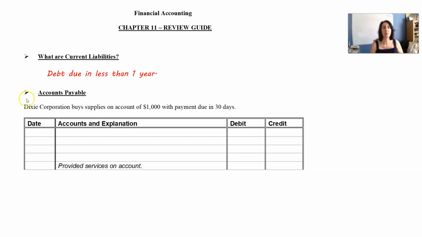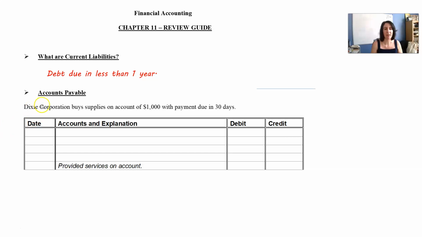Now this is debt due in less than a year. So one of the most typical ones that you're going to see is an account payable. Remember, an account payable arises just from your regular day-to-day business. Someone sent you something, you bought something from somewhere and you now have to pay for it. So an account payable just arises as part of your normal everyday regular trade or business.